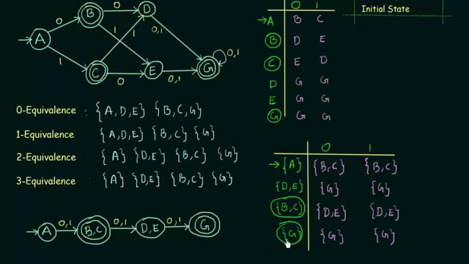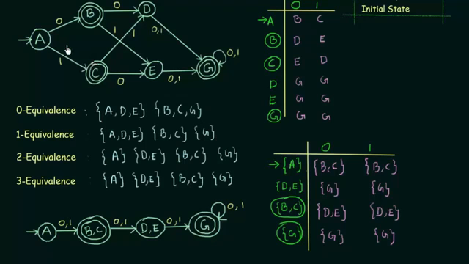And what about state G? G on getting input 0 and 1, it stays in G itself. So G stays in G itself on getting inputs 0 or 1. So here we have completed the state transition diagram for the new minimized DFA that we have obtained.